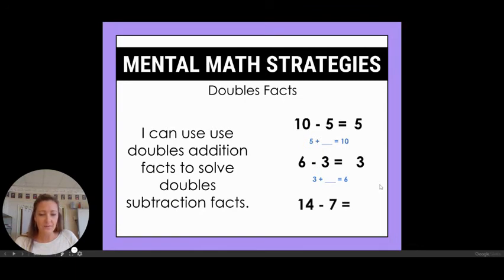Our last one is 14 minus 7. So I'm thinking 7 plus what equals 14? Again, we have another doubles fact. So I know that our difference is going to be 7.